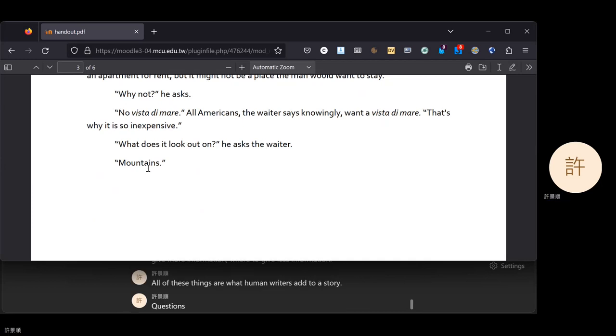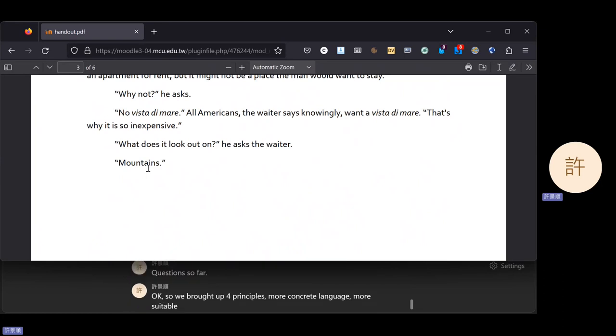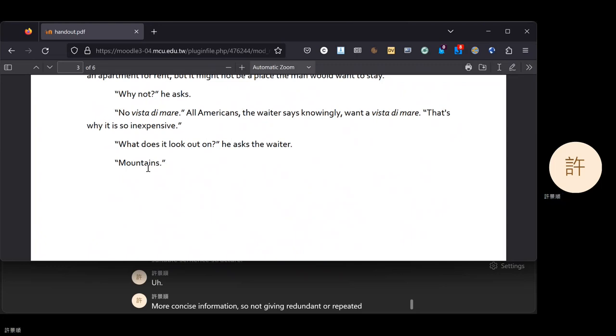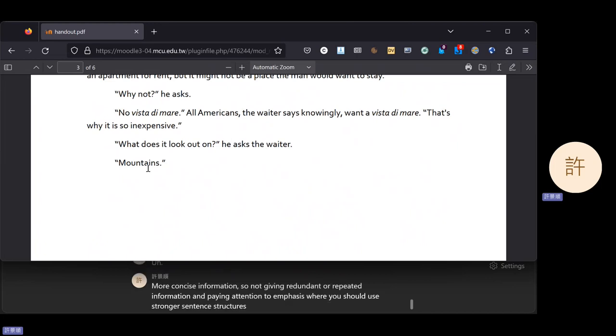Questions so far? Okay, so we brought up four principles. More concrete language, more suitable sentence structure, more concise information, so not giving redundant or repeated information, and paying attention to emphasis, where you should use stronger sentence structures or language, more direct sentence structures.